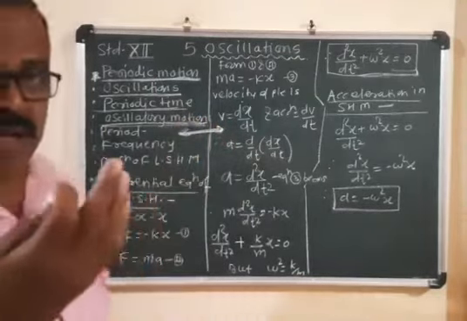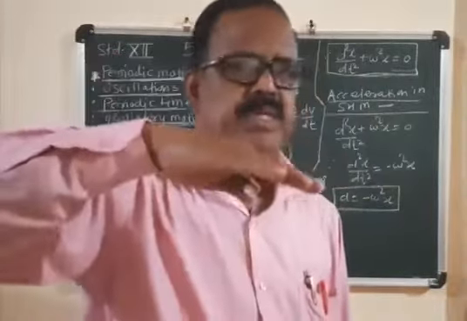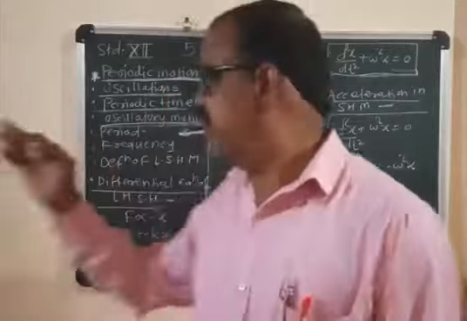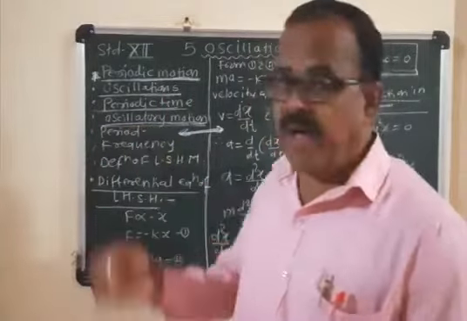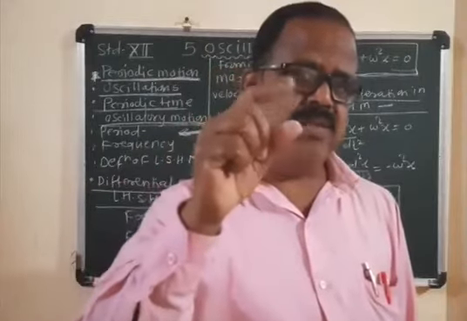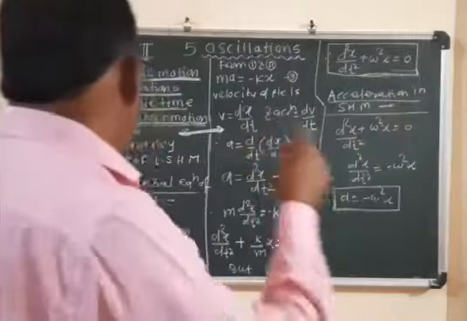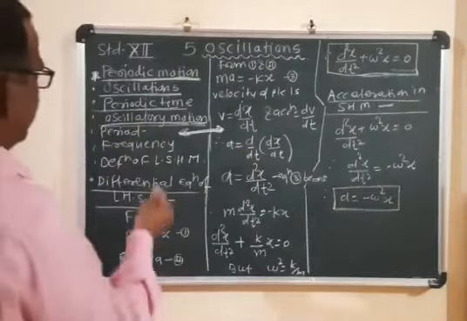Oscillatory motion: a pendulum in a clock which oscillates about its mean position. Such motion is called oscillatory motion. Vibratory: the needle of a sewing machine which vibrates about its mean position. Such a type of motion is called oscillatory or vibratory motion.